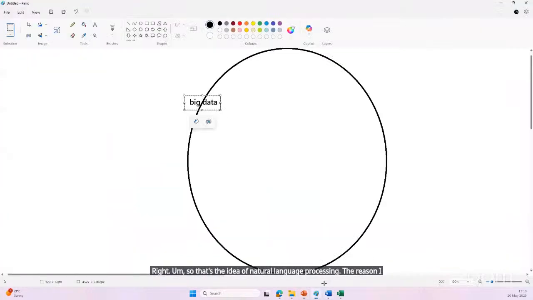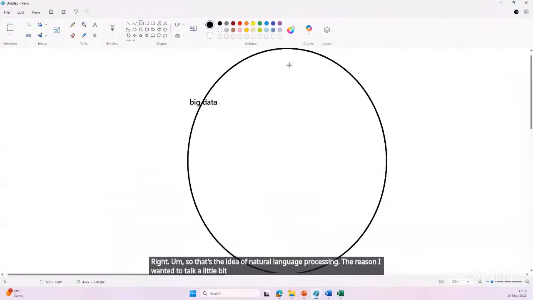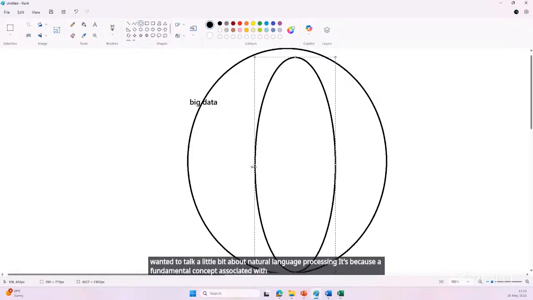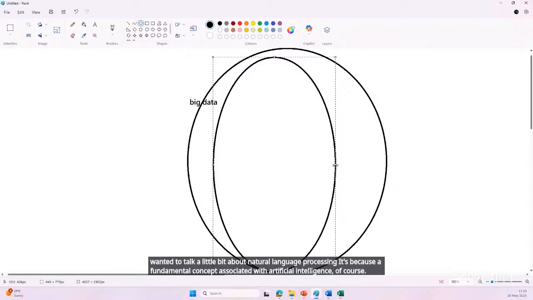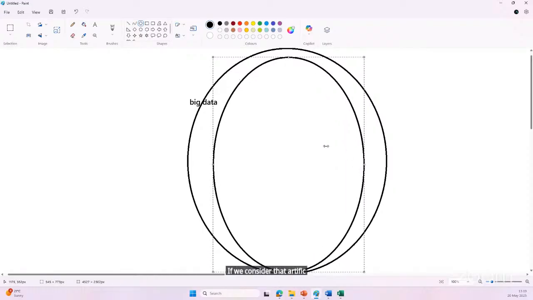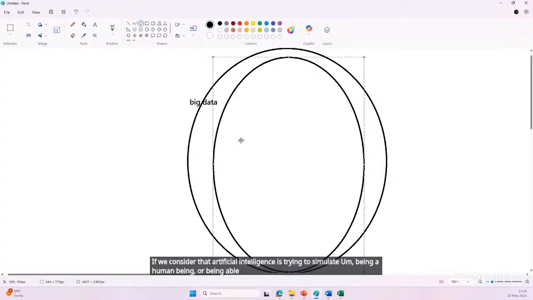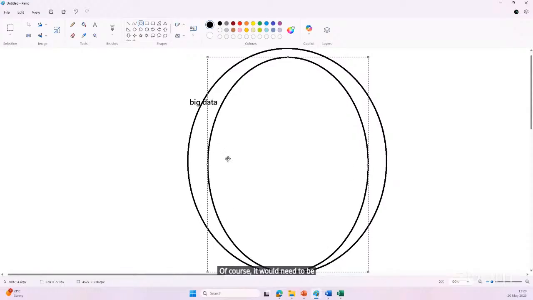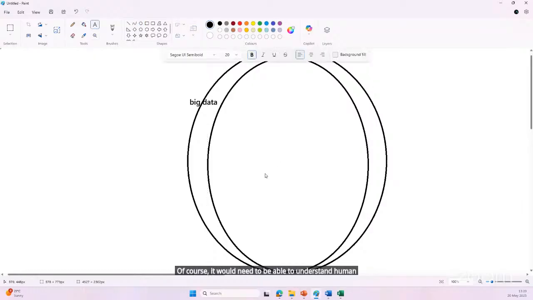The reason I wanted to talk a little bit about natural language processing is that a fundamental concept associated with artificial intelligence, of course, is being able to understand human language. If we consider that artificial intelligence is trying to simulate a human being or respond like a human being would, of course it would need to be able to understand human language to do exactly that. Whether it is text-based or voice recognition is really irrelevant.